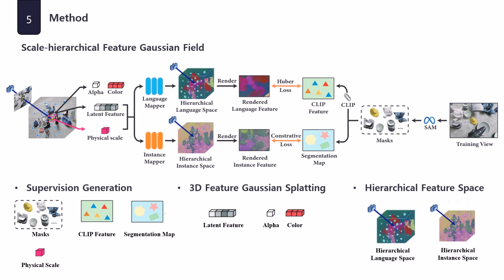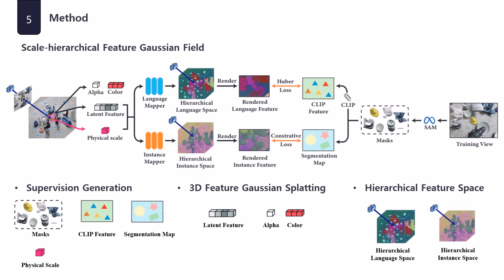First, supervision generation. As shown on the right, supervision signals are generated from the training views. Segment Anything Model is used to produce object masks. These masks then help derive CLIP features, which serve as the supervision for the language aspect, and segmentation maps, which provide supervision for distinguishing instances. The physical scale of the object is also considered.